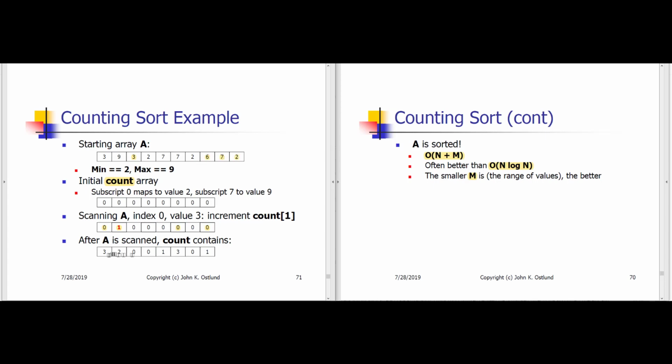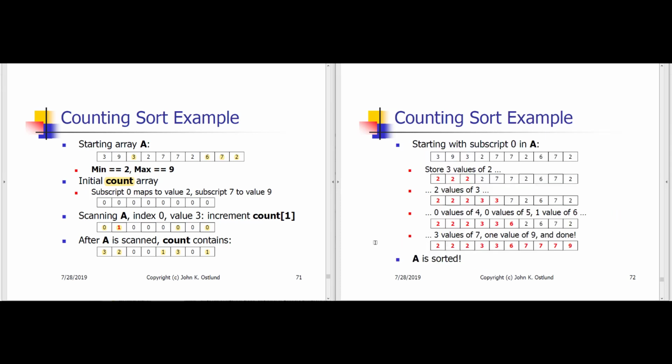So when we're all done, we end up observing that there are 3 occurrences of 2, 2 occurrences of 3, 1 occurrence of 6, 3 occurrences of 7, and 1 occurrence of 9 in A. All right, so that's our counts array. So we've processed from A into counts.